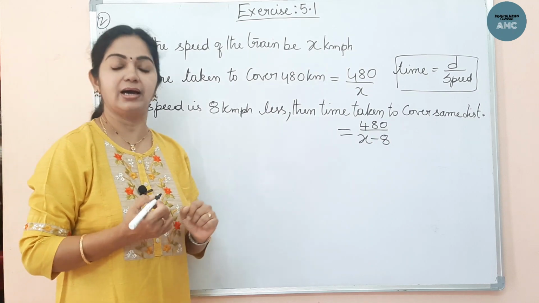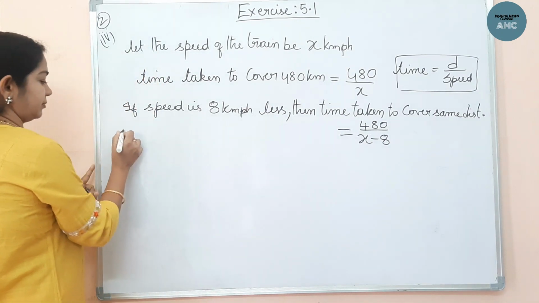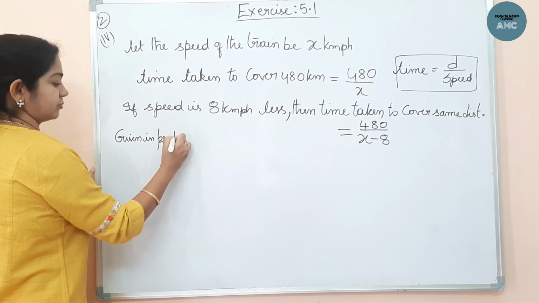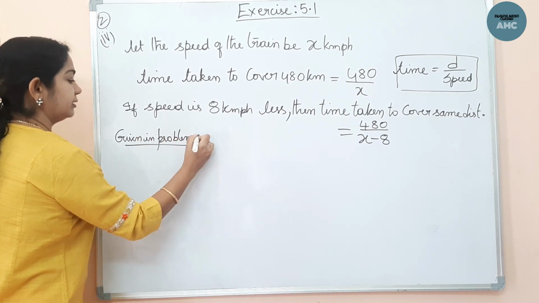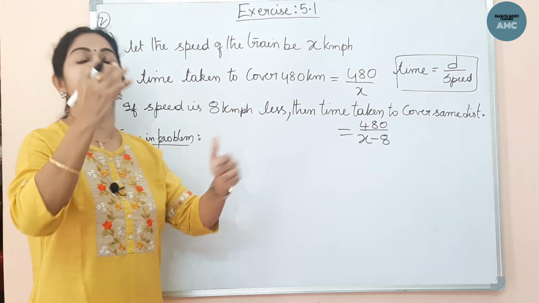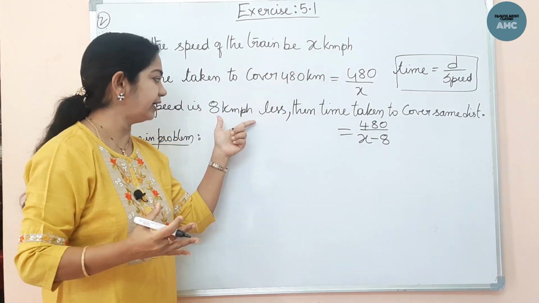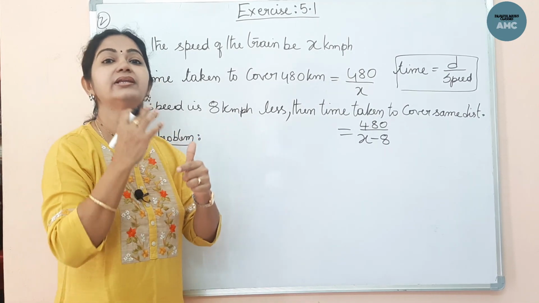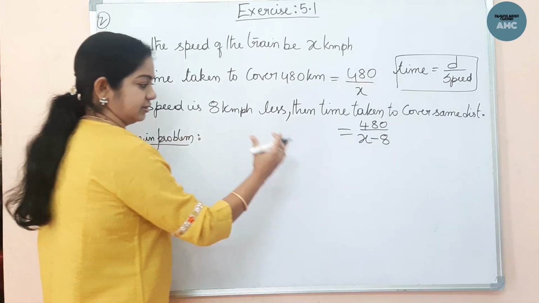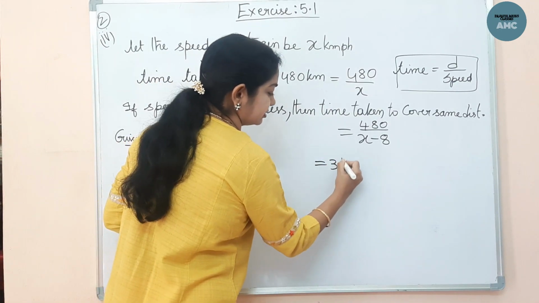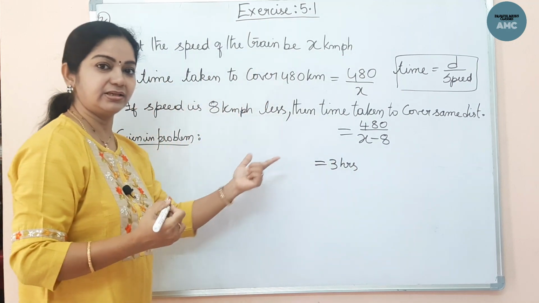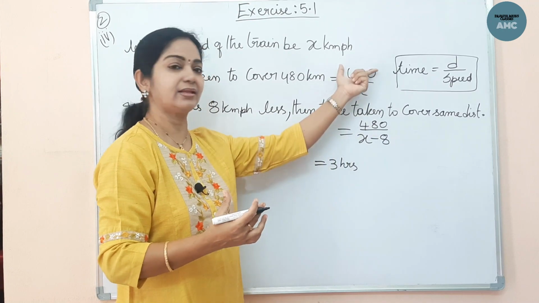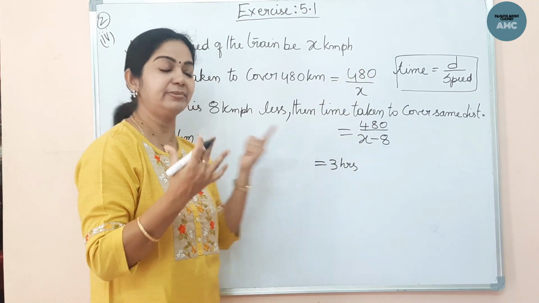And also it is given in the problem that it would have taken 3 hours more if the speed is 8 kilometers less. That means 3 hours more here. So how do we get 3 hours more? If you subtract this from this, these two are nothing but the time taken.